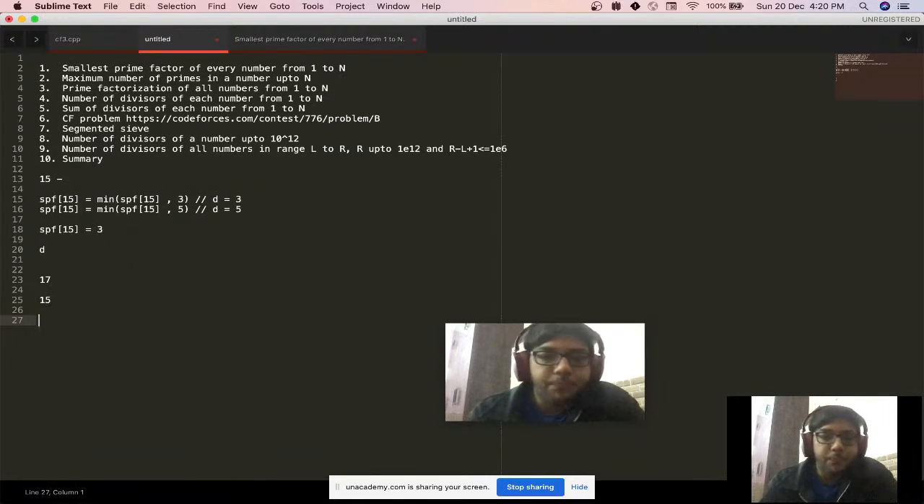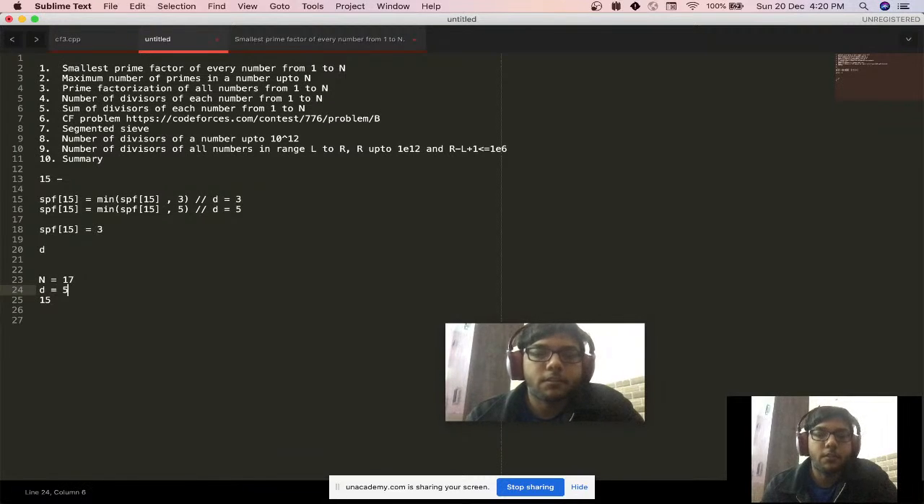So you want to find this. Let me write this: n is equal to 17, and d is equal to 5. So the closest multiple of 5 to n is 15. I'm talking about the lesser closest one. 20 is also a close multiple, but we are not talking about the greater ones. We are talking about smaller ones. So if I want to find the closest multiple of d to n, we simply do integer division. We divide n by d and then we multiply it by d. So the answer is n by d into d.